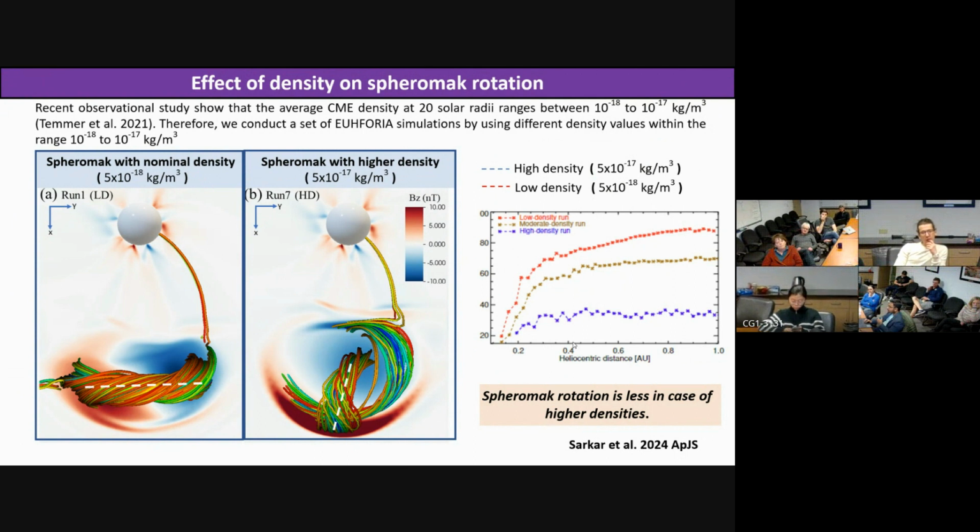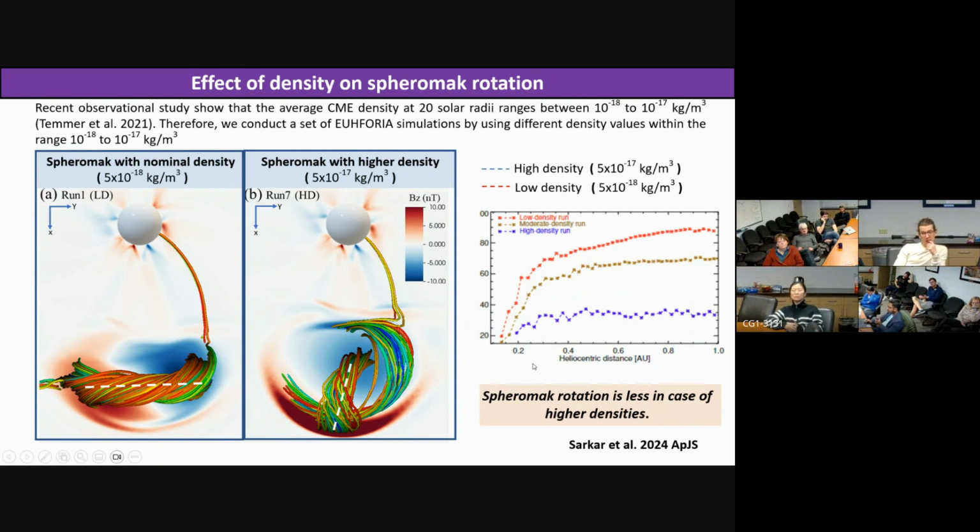And why are we getting less rotation for the higher density spheromaks? Because for the heavier spheromaks, the moment of inertia is higher. So that means it is hard for the background magnetic field to rotate those heavier spheromaks to a large rotation angle.